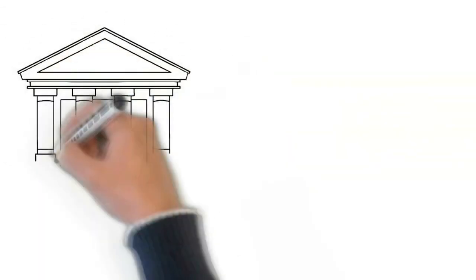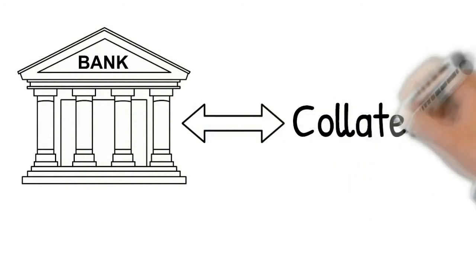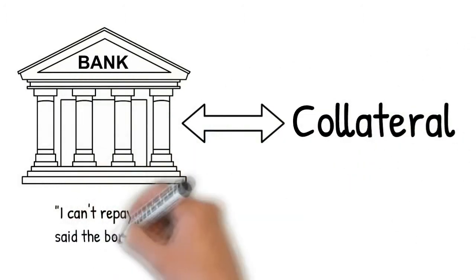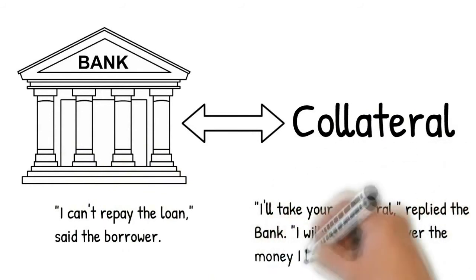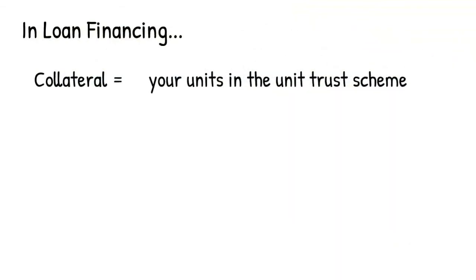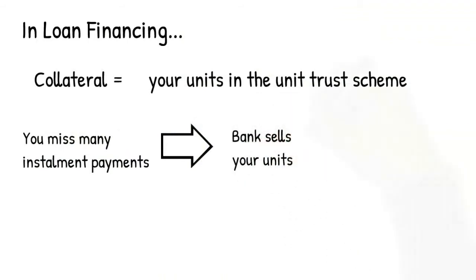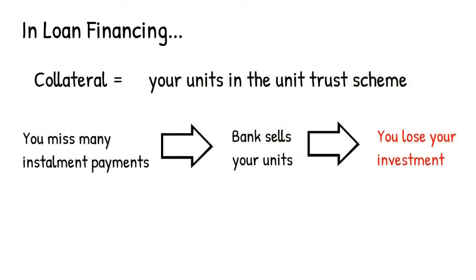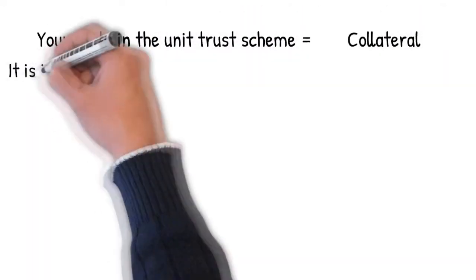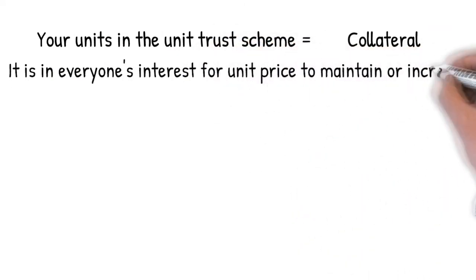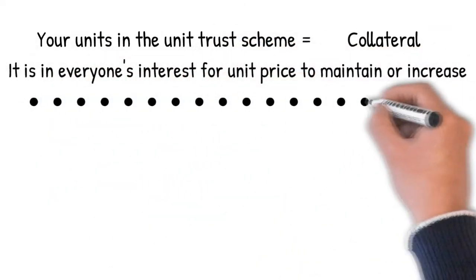Usually, when the bank provides loan financing, they will ask for a collateral. Should you fail to pay your loan installments, the bank can take possession of the collateral and sell it in order to recover your loan amount. In loan financing, oftentimes, the collateral will be the units you hold in the unit trust scheme. As such, if you fail to make the installment payments, the bank can sell your units and you can lose your investment. Since your units are used as collateral, it is in everyone's interest that the unit price either remains the same or the unit price increases.